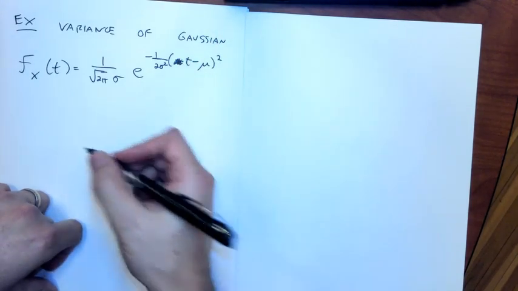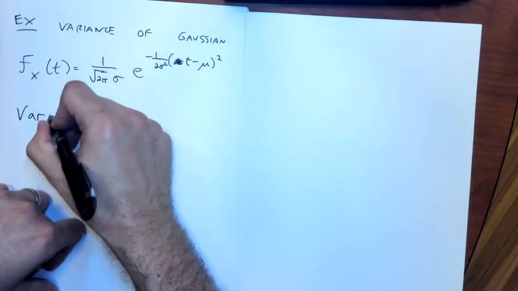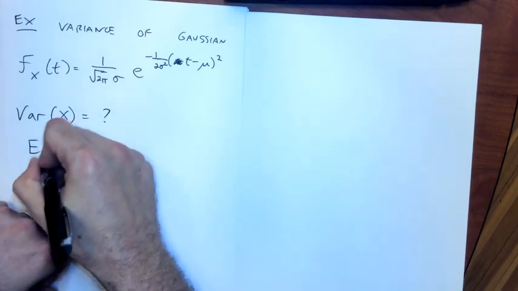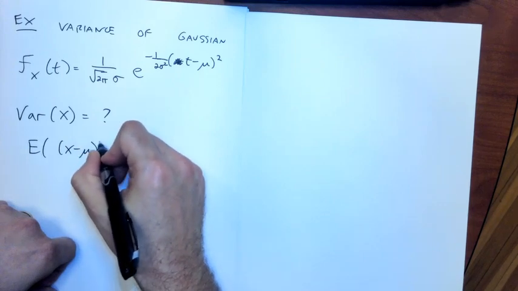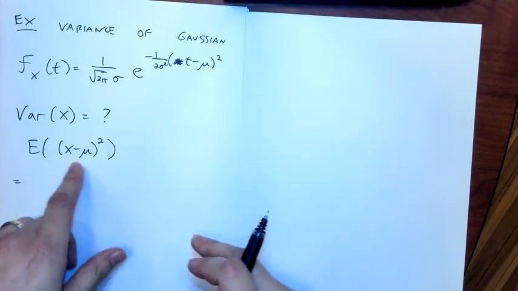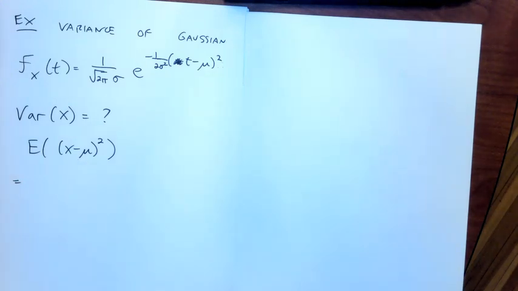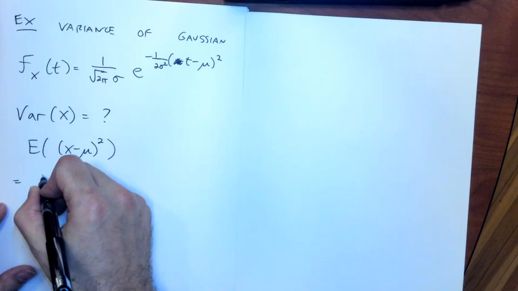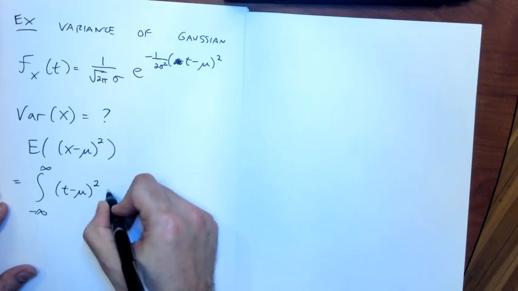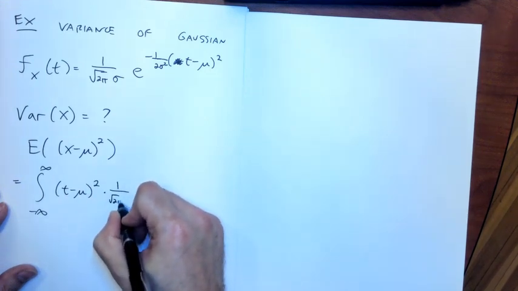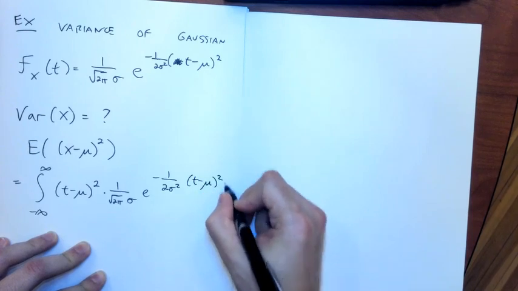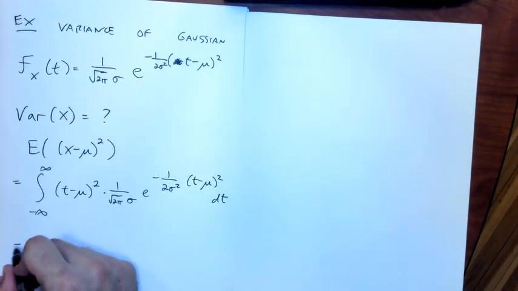So what is the variance of x? Here, I'm going to do this directly from the definition. Because I've got an x minus mu here and an x minus mu there, I have some intuition that maybe I should just keep things with x minus mu. So I'm going to integrate from minus infinity to infinity. I have t minus mu squared times 1 over square root of 2 pi sigma, e to the minus 1 over 2 sigma squared, t minus mu squared, dt. Looks kind of like a mess.